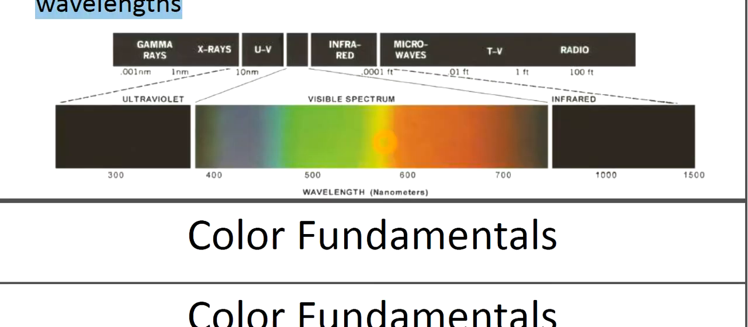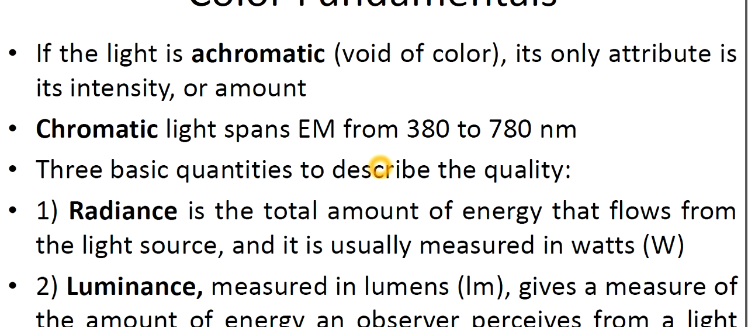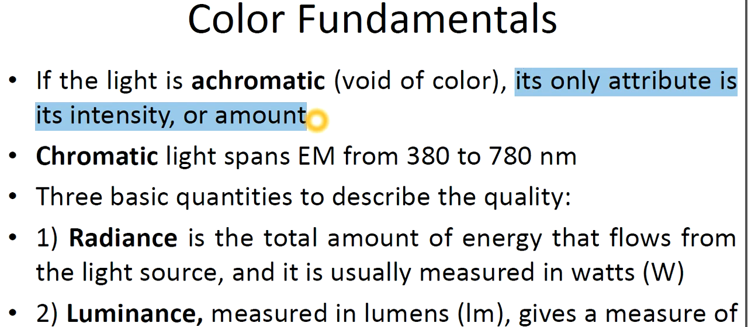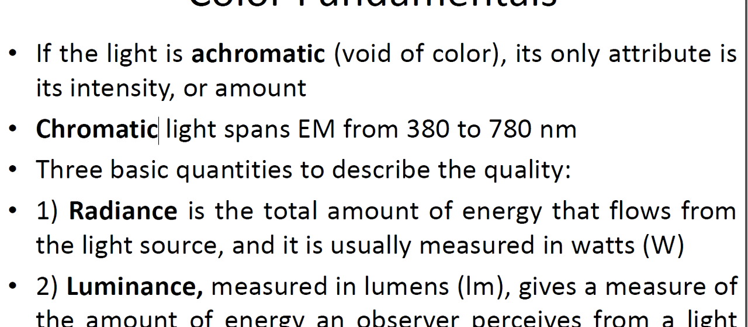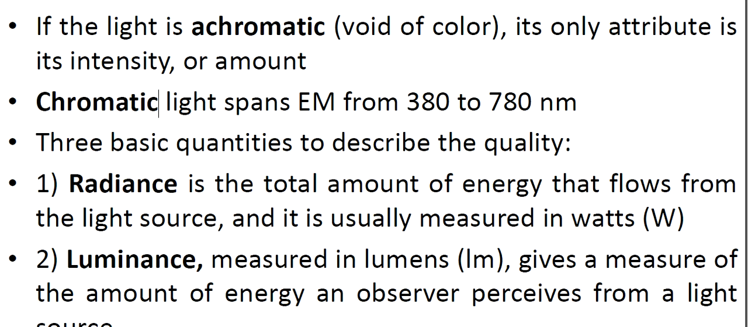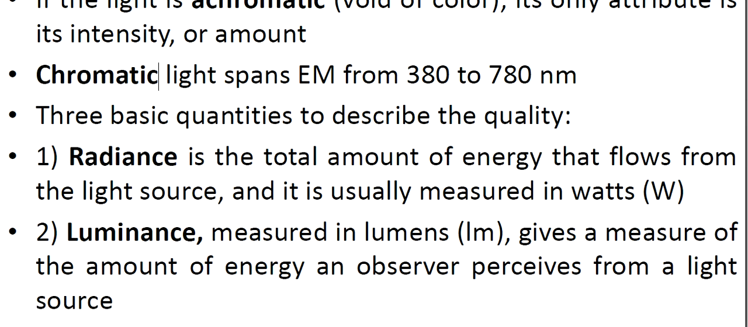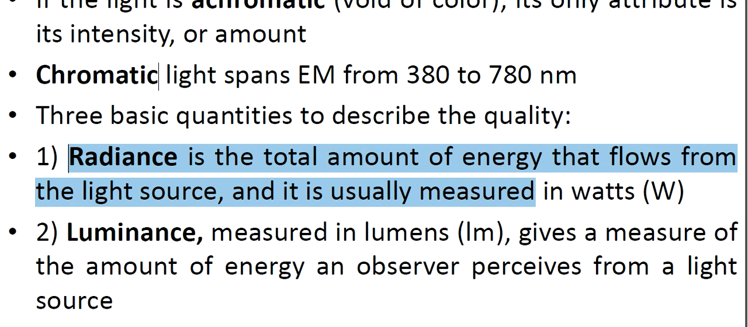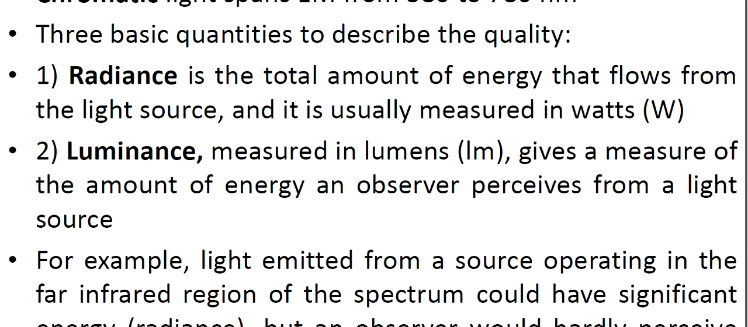Okay. Now, if the light is achromatic, see, these terms are very important. Achromatic means what? Void of color. Obviously, if it is void of color, its only attribute is its intensity or amount. And chromatic light spans the EM spectrum from 380 to 780 nm. Then we have three basic quantities to describe the quality of a chromatic light source. The first one is radiance. Radiance is the total amount of energy that flows from the light source, and it is usually measured in watts. And luminance, this one is also very much important.